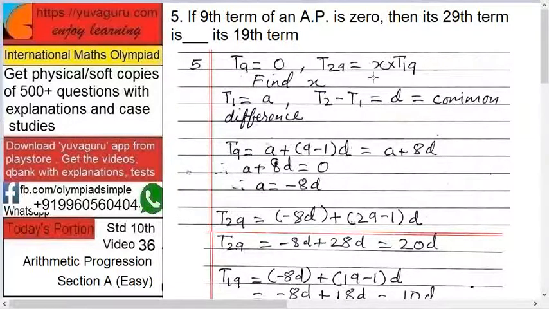So now go for T29. T29 equals A plus n minus 1 into D. That is, A is what? Minus 8D plus n is what? We want the 29th, so 29 minus 1 into D. Therefore solve this. Equals minus 8D plus 28D. That is 20D. Now T29 you got 20D.